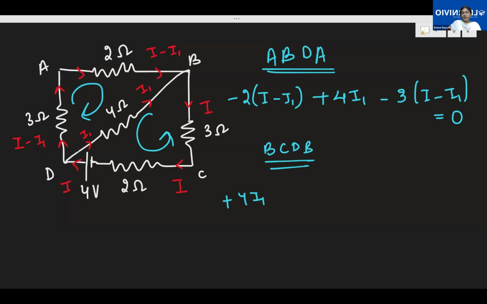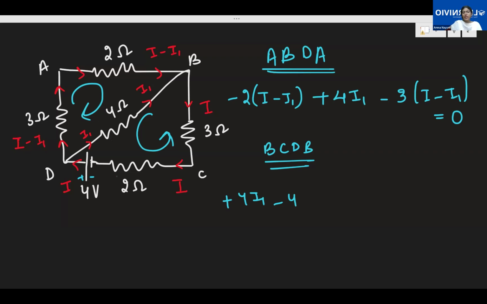Now D to C. Now comes the battery. Battery, we had a different rule. If you move from the positive terminal to the negative terminal, do we write positive or negative? Negative. Very good. So minus 4. You don't have to multiply it with anything. This is already the voltage. In the earlier cases we had currents, so we had to multiply and check. This is already the voltage.